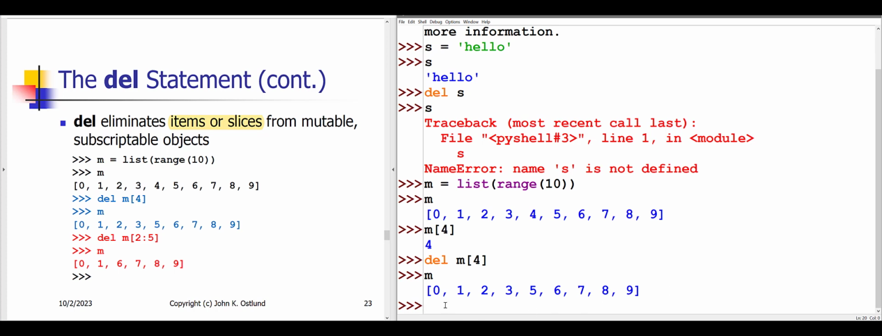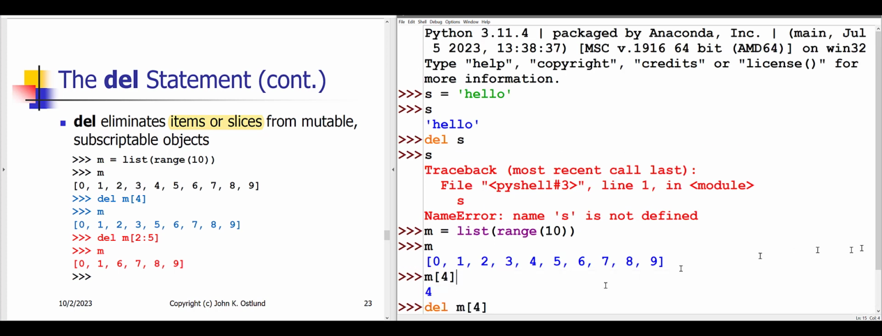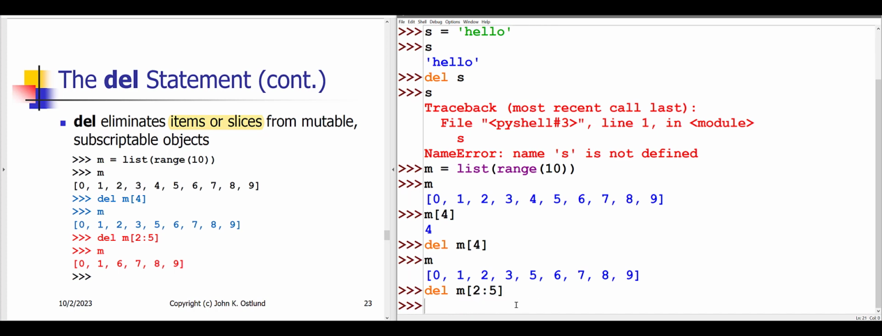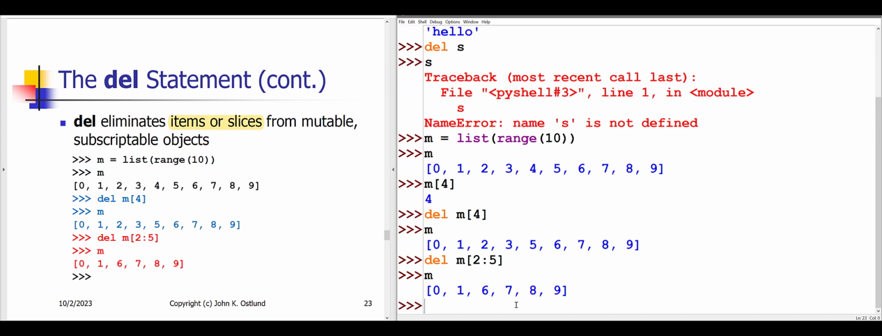I can also delete an entire slice out of m. 2:5 here means from item sub 2 up to, but not including, item sub 5. All right, so here's item 2, sub 3, sub 4. 6 would be the item sub 5. And so this del statement is going to eliminate the 2, 3, 4 from the middle of this list m. Okay, so that's a handy thing to know.